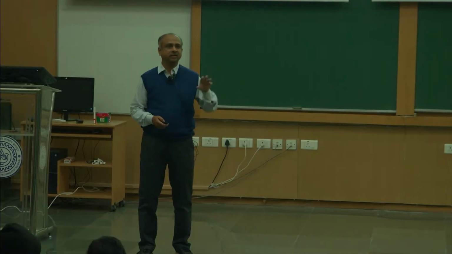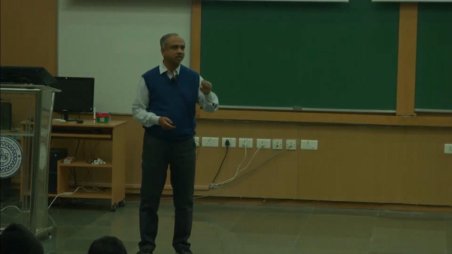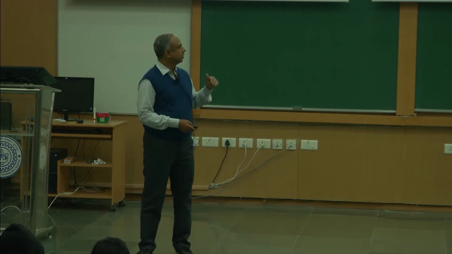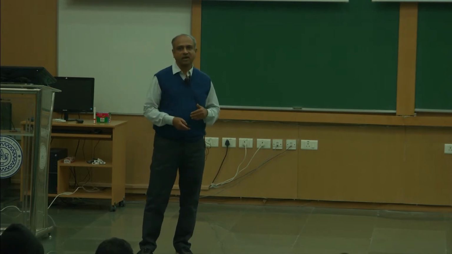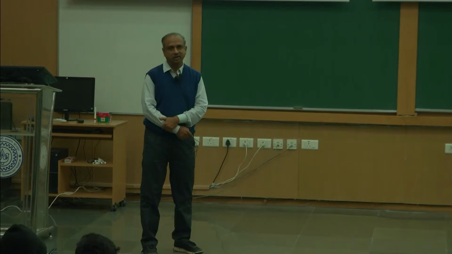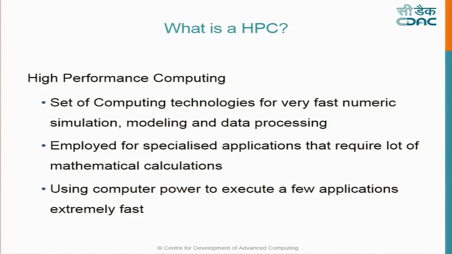In the morning we saw how you can run a serial program faster, and what things you can do, like pipelining. Now when you want to go beyond this to parallel computing, the next step is what is called high performance computing. So how do we define high performance computing? One definition says that you use a set of computing technologies which inherently show characteristics where fast numeric simulation, modeling, and data processing are all required. When you have a situation like this, then you use high performance computing.